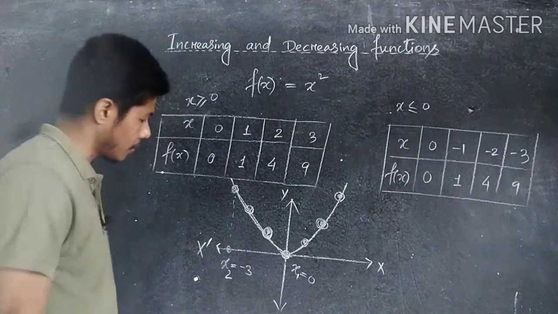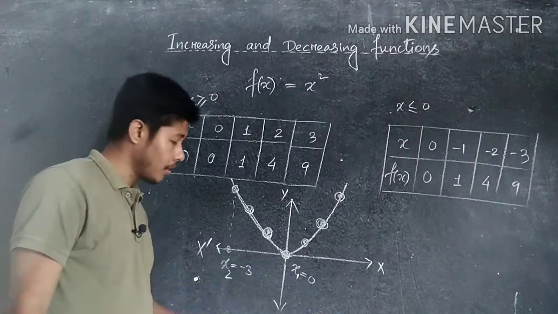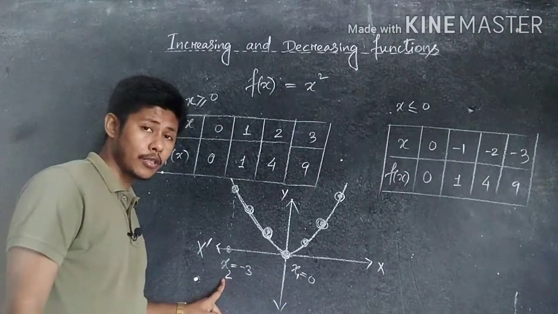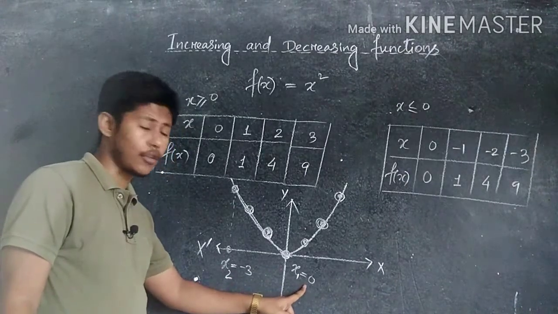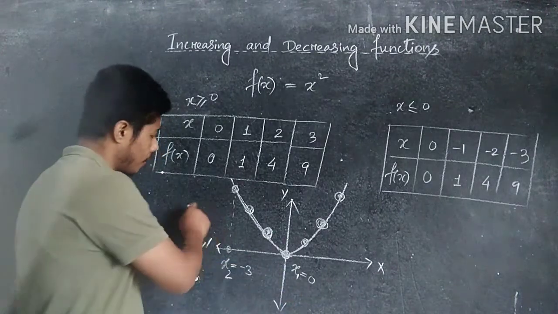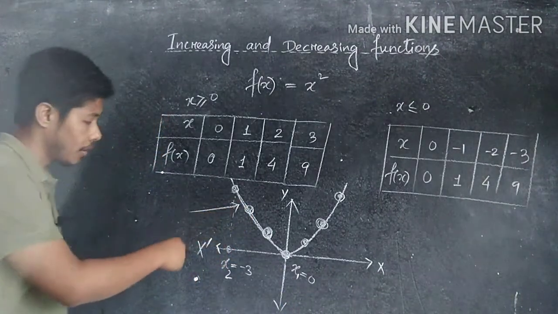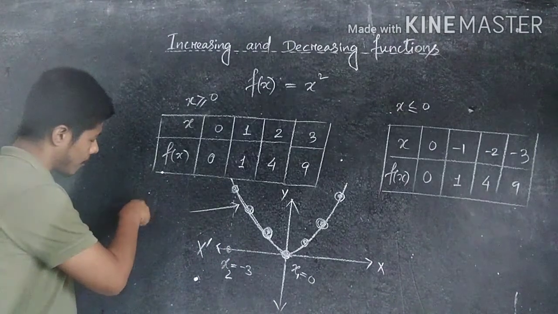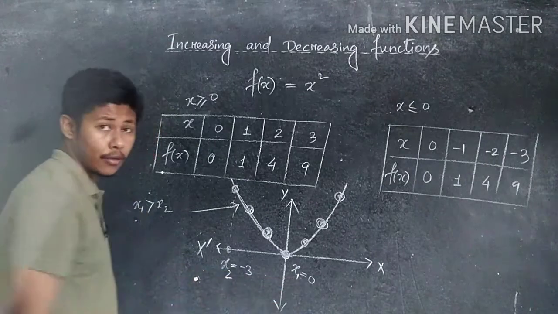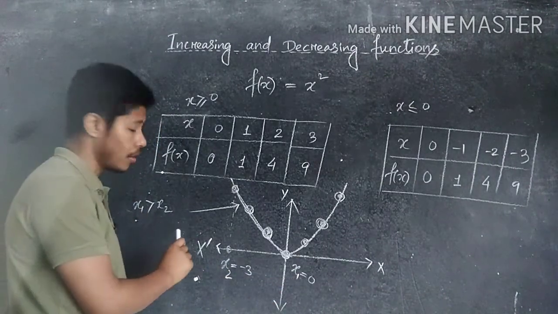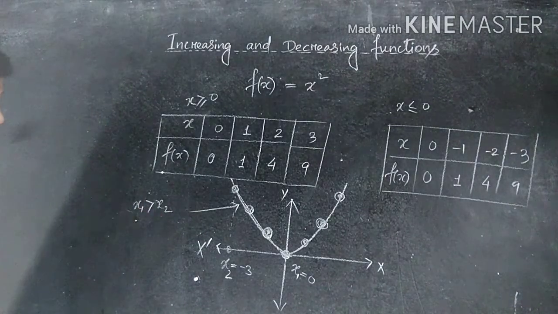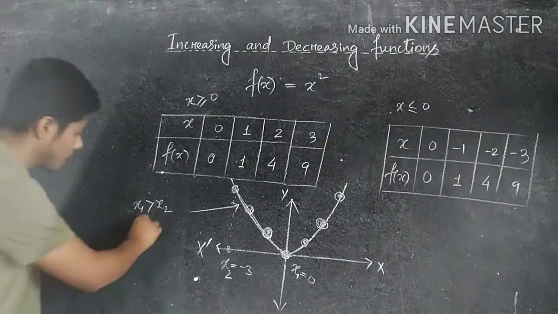Now in this case if you see here which one is greater, x1, x2, which one is greater here? Obviously this one, 0 is greater than -3. So in this case what we can write, see carefully, x1 is greater than x2 because the value of x1 is 0 and the value of x2 is -3. So 0 is greater than -3, so that's why we write here x1 is greater than x2.